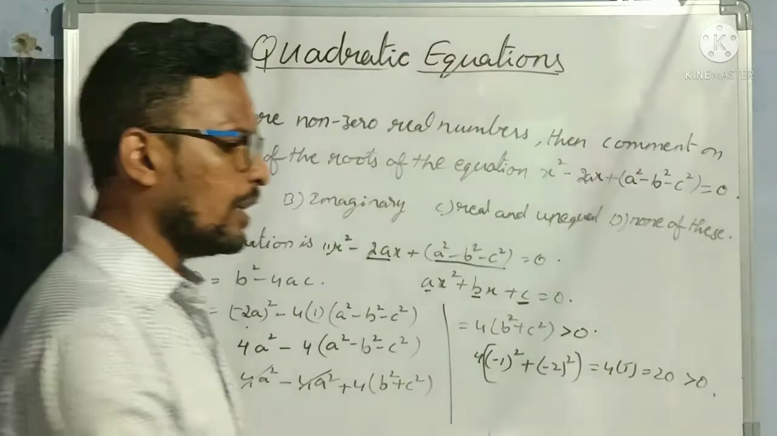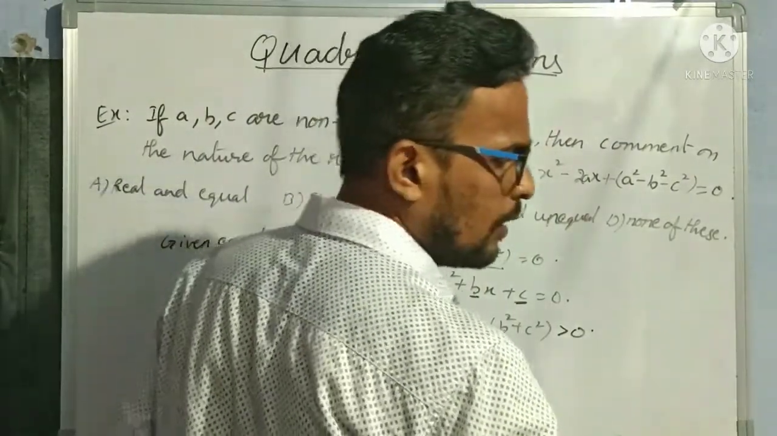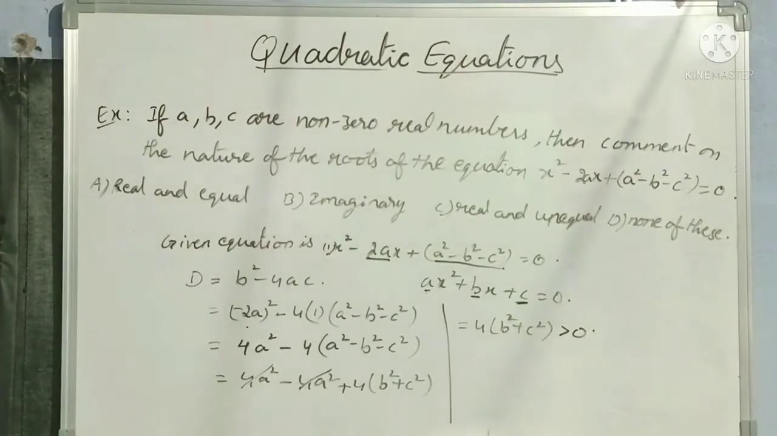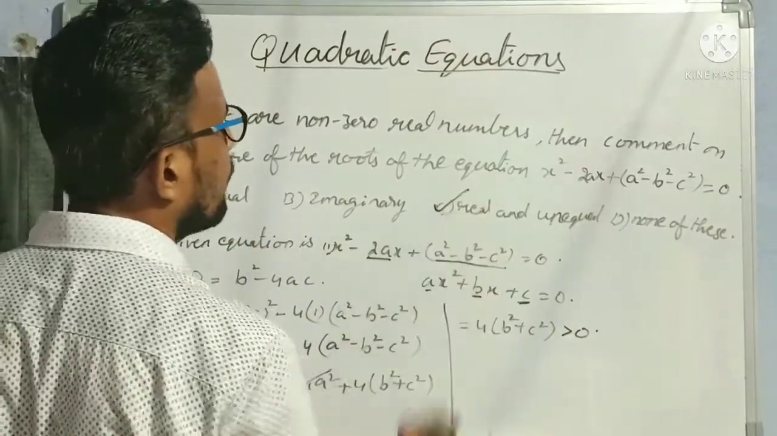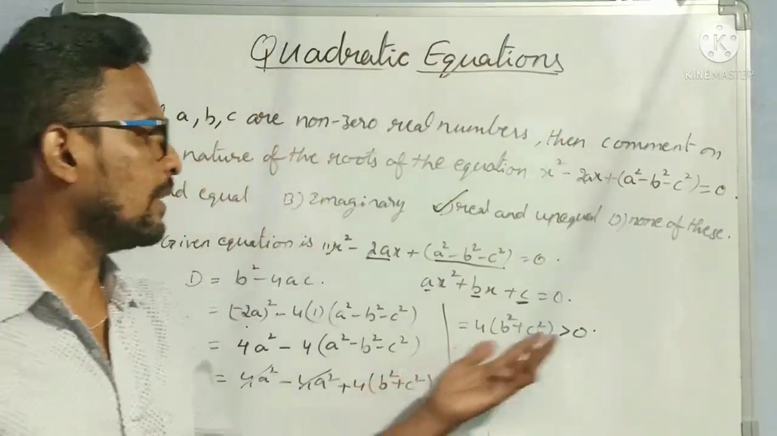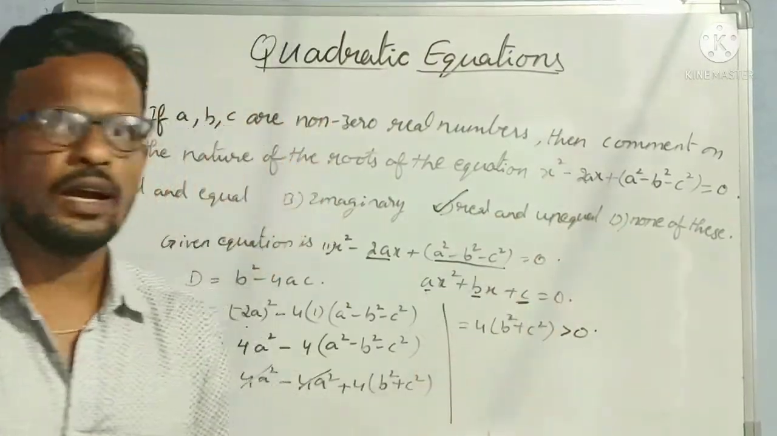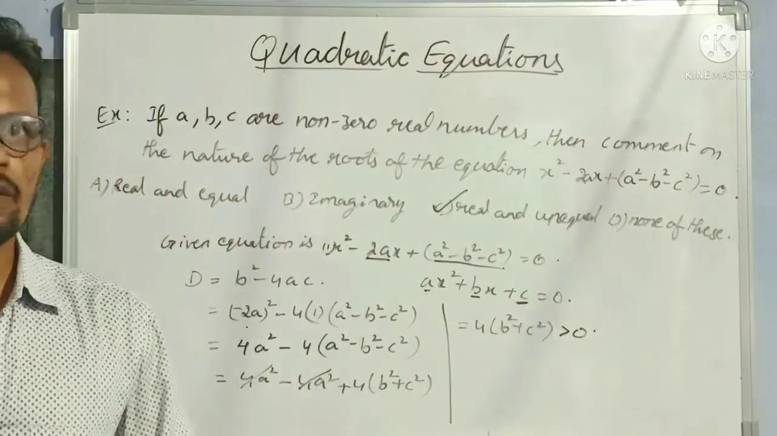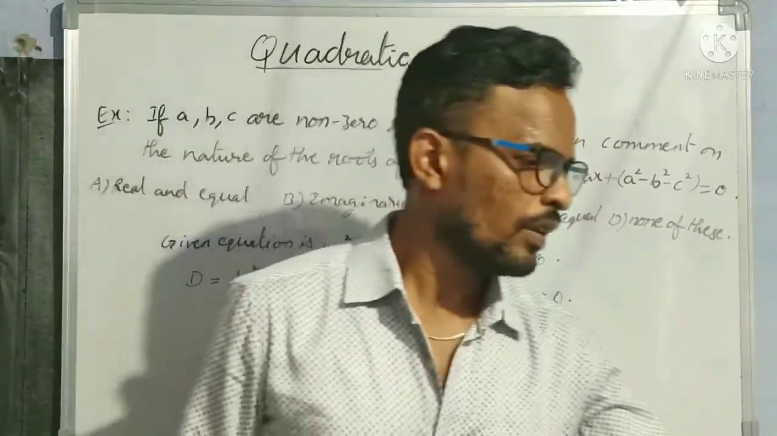That's why, if the discriminant is greater than 0, then what can we say about the roots of the equation? That is the nature of the roots, that is, real and unequal. Understood? Whenever the discriminant is greater than 0, then we can say that the roots are real and unequal. This is how we have to find out the nature of the roots. Clear?